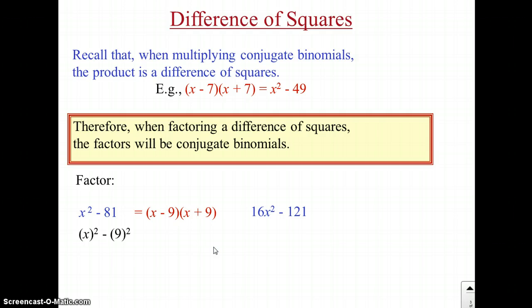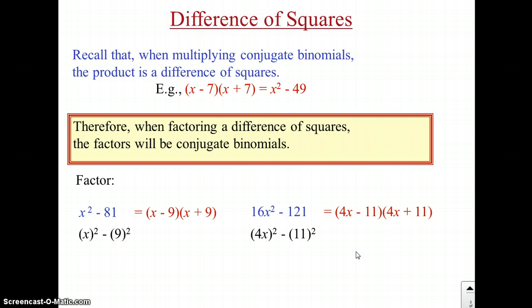If we look at something like 16x squared minus 121, again we're looking for the square root of the first term and the square root of the second term. So we could write this as 4x all squared minus 11 all squared. If we rewrite it like this, then it's easy to figure out what the conjugate binomials are as factors. So the square root of 16x squared is 4x, the square root of 121 is 11. So our factors should be 4x minus 11 times 4x plus 11 as conjugate binomials.